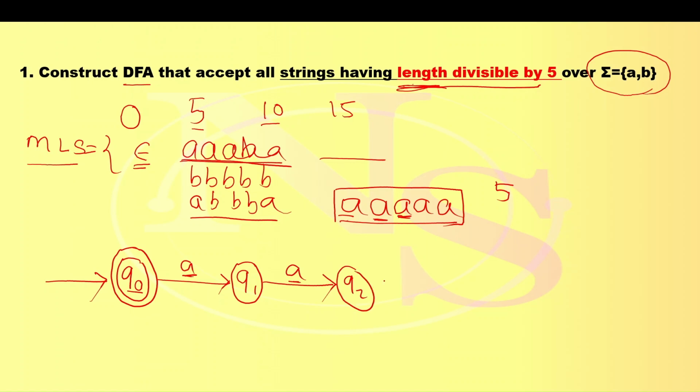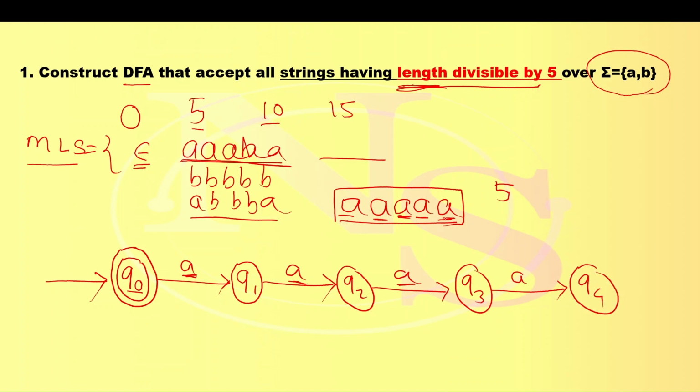The third symbol is a. Q2 is reading the third symbol. 1, 2, 3. A length 3 string should not get accepted, so the automata is going to a non-final state. The fourth symbol is a. Q3 is reading the fourth symbol. Similarly, a length 4 string should not get accepted, so this transition is going to a non-final state.